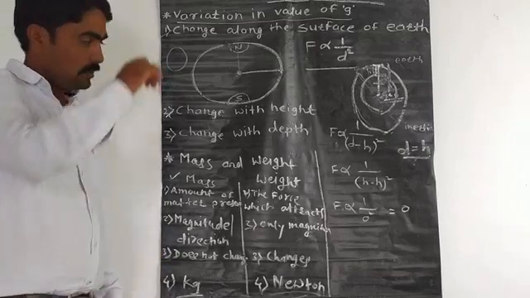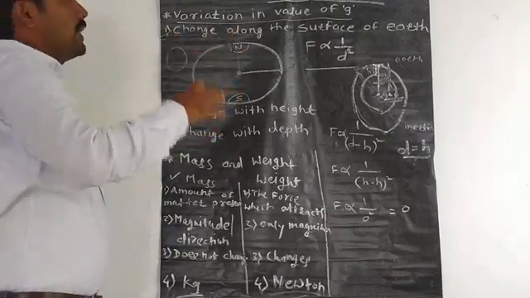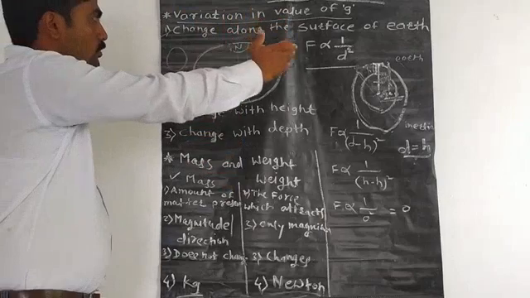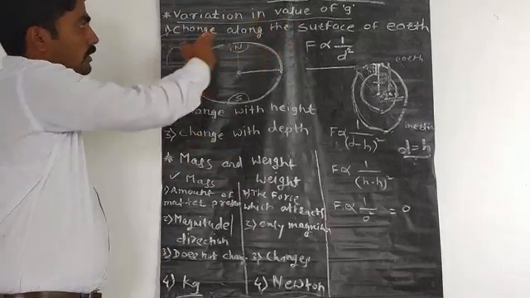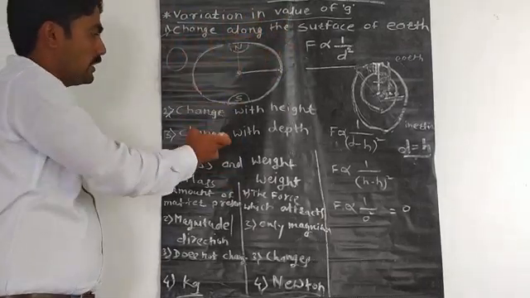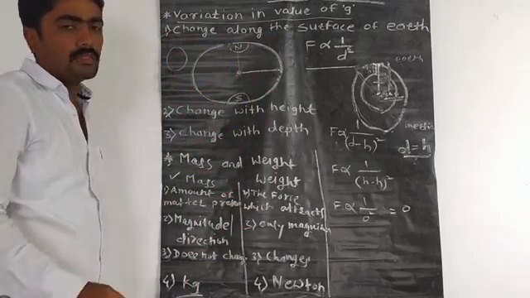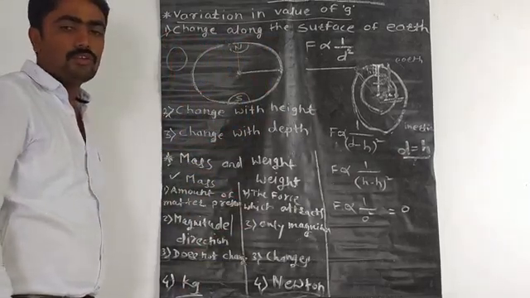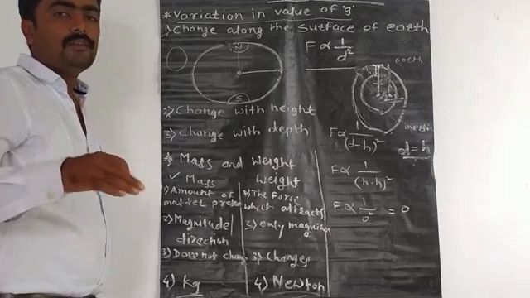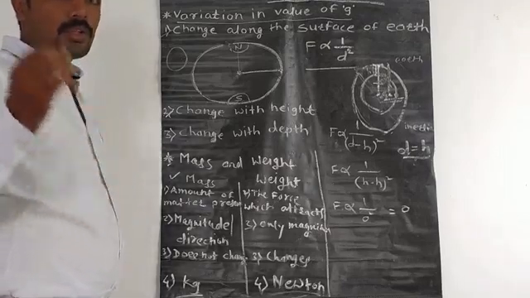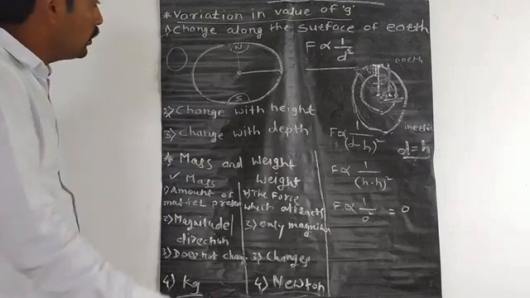So students, in today's video, we have seen the variation of value of g. That is 3 types of variations: change along the surface of Earth, change with height, and change with depth. And we have seen the distinction between mass and weight. In next video, we will see about the free fall.